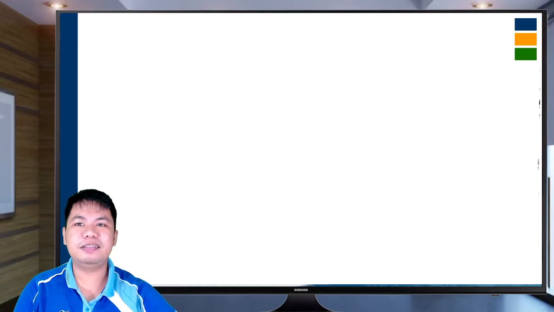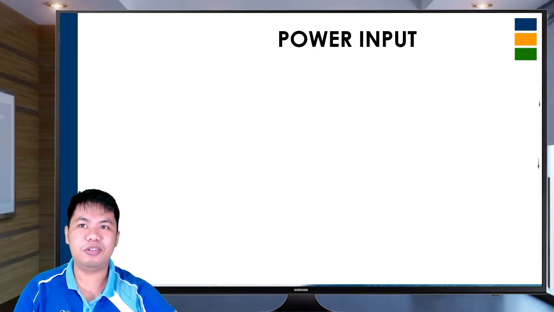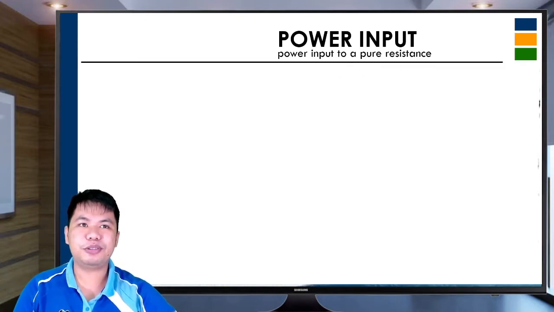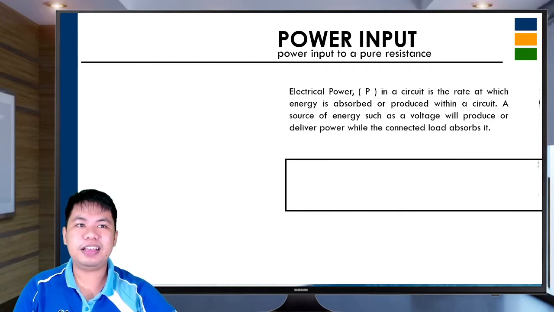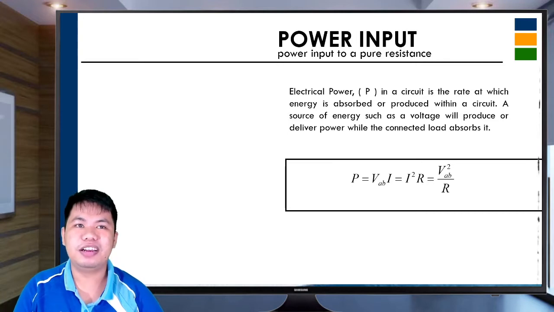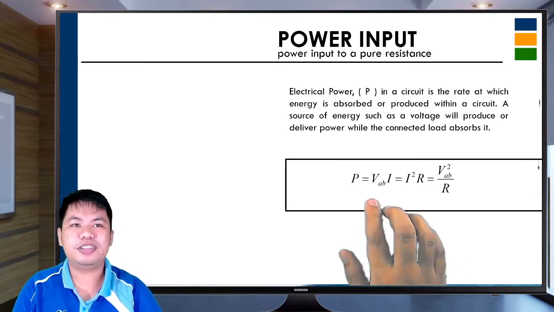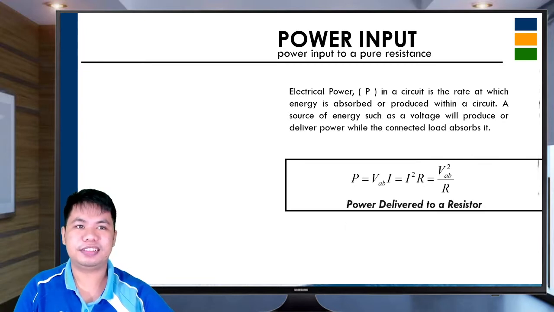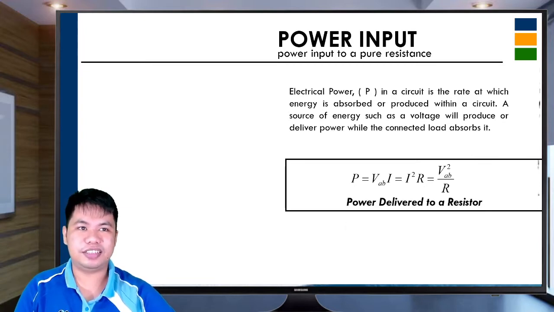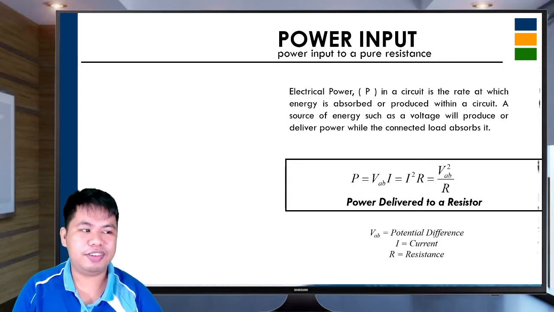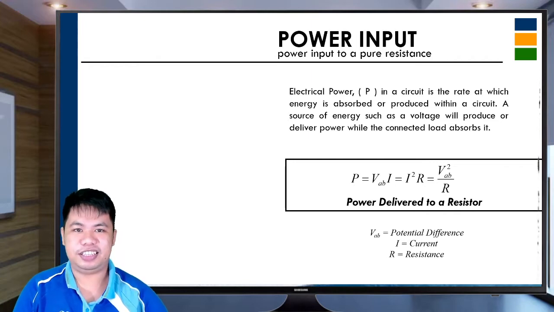If we have a pure resistance included in our circuit or in a load, then our power input to a pure resistance could be mathematically described as P equals VI equals I squared R or V squared over R. So we can also calculate power if we have a resistance R using this formula. This is the power delivered to a resistor, where V is the potential difference, I is the current, and R is the resistance.